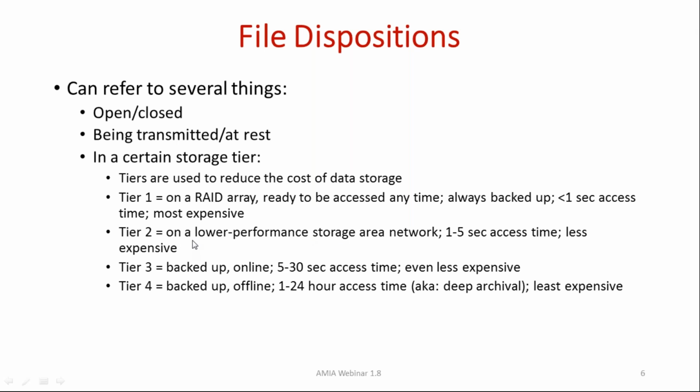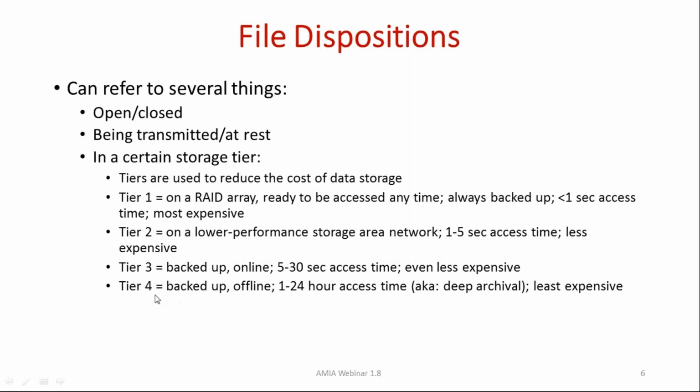Tier 2 is a lower type of storage, lower performance type of storage, meaning it takes a longer time to access. So 1 to 5 second access time, but it's less expensive, and that's its main advantage. Tier 3 is backed up, and it's online. So it's stored on some kind of medium, usually tape, magnetic tape, and it's available, but its access time is much slower, 5 to 30 seconds. But it's a lot less expensive.